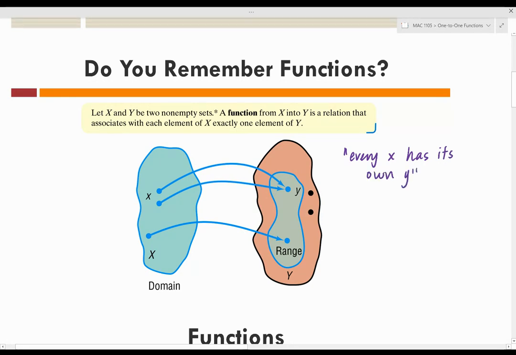Okay, so we talked about functions before. So in this illustration, you can see that in this first set, which we're calling the domain or your input values or our x values, each x only maps to one y value. Okay, each one of these.